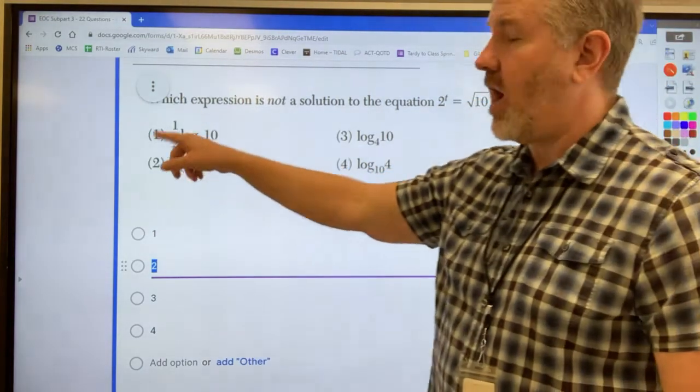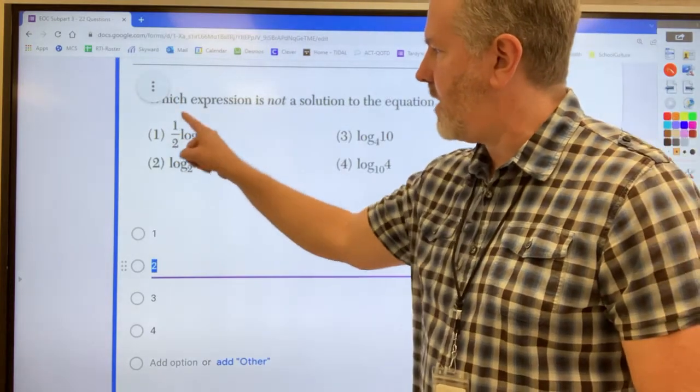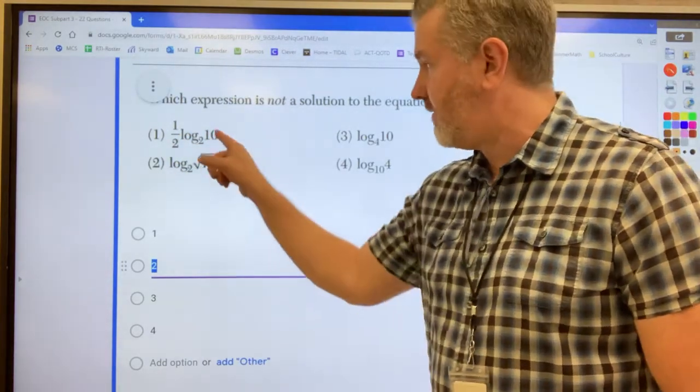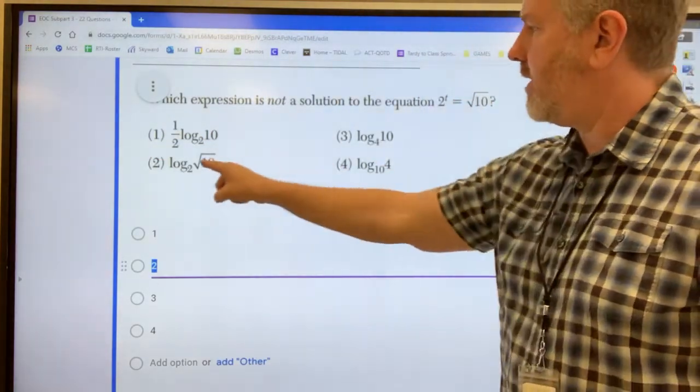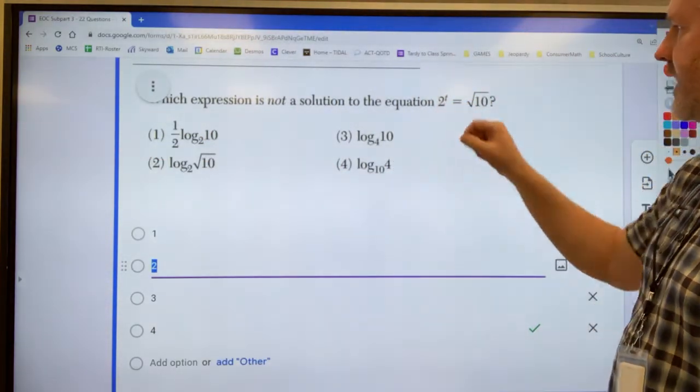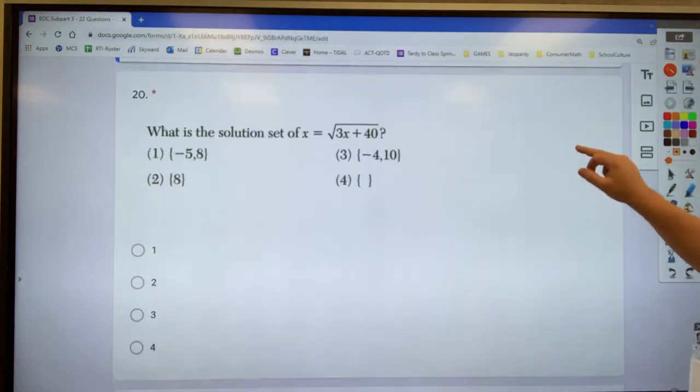You could have done that for all of these, by the way. If you were just totally unclear, you could have just plugged in, that's just a number. Remember, a log is just a number. There's no variables here. So we can literally just plug that in for t, that in for t, that in for t, and that in for t, and see which one does not give us root 10. All right? Let's keep going.